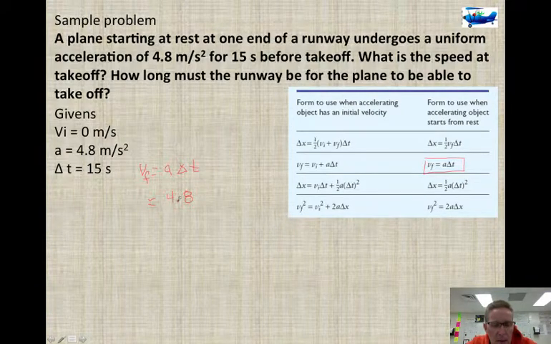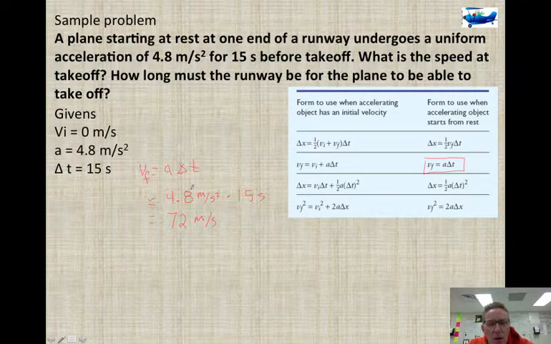Let me make my dot a little darker, meters per second squared. And then that's going to be multiplied by the time of 15 seconds. And we should get a velocity of 72 meters per second. And so that's the first part of the problem.